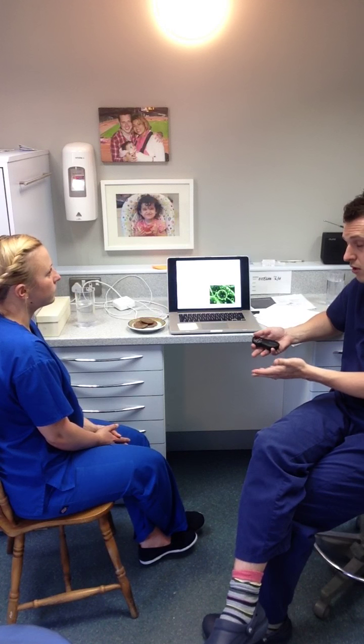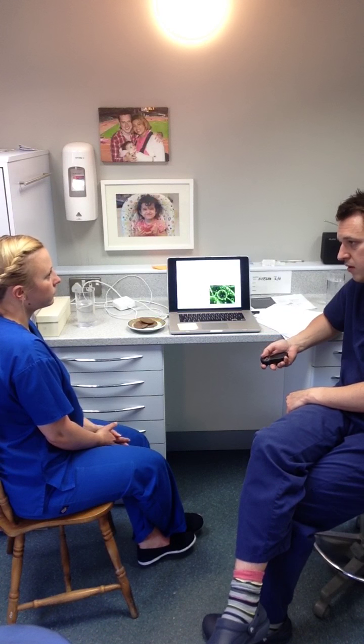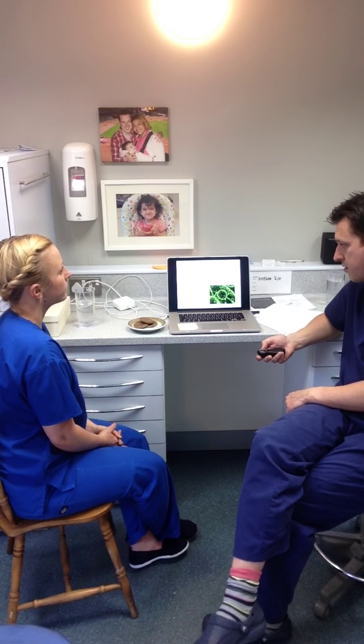That's why doctors don't usually give antibiotics for the common cold, because a lot of the time it's just a virus that changes its genetic makeup.